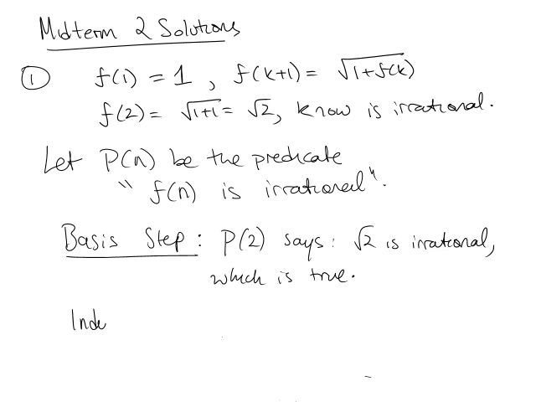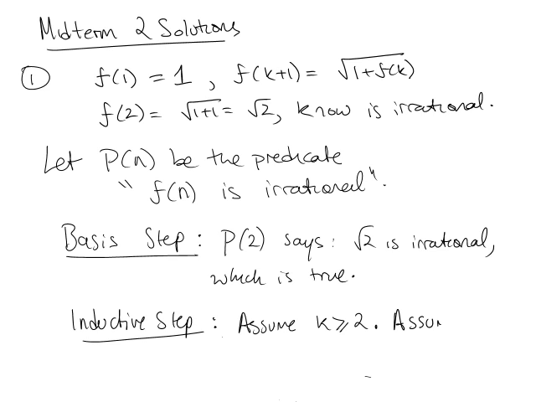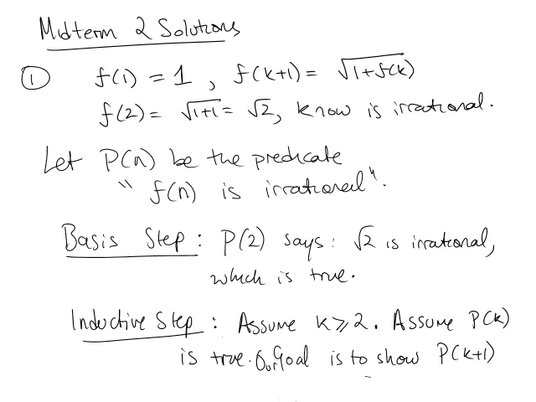And the inductive step is where you have to do the work. Remember, the inductive step has a fixed format. You start by assuming k is some integer greater than or equal to 2, some arbitrary integer. And then you assume the inductive hypothesis: assume P of k is true. And just to be clear, let's write down what the goal is. Our goal is to show P of k plus 1.